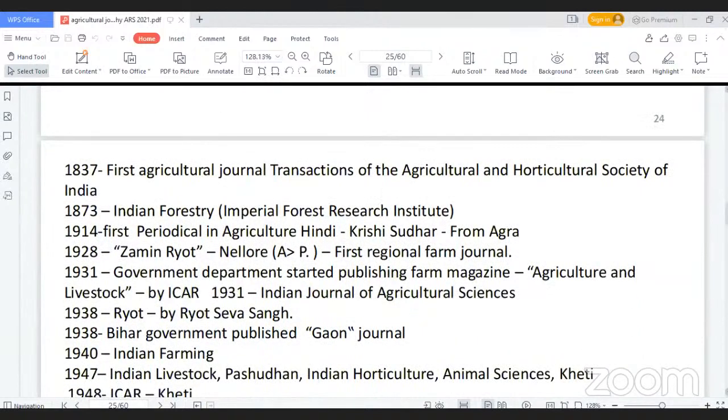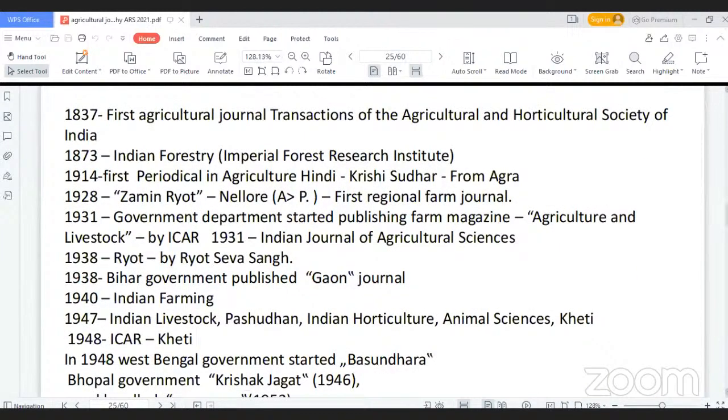And Indian Forestry, which was started in 1873 by the Imperial Forest Research Institute, which is now the Forest Research Institute in Dehradun. Then in 1914, the first periodical in agriculture in Hindi, Krishi Sudhar, from Agra. And in 1928, Jamin Riot. Try to remember.